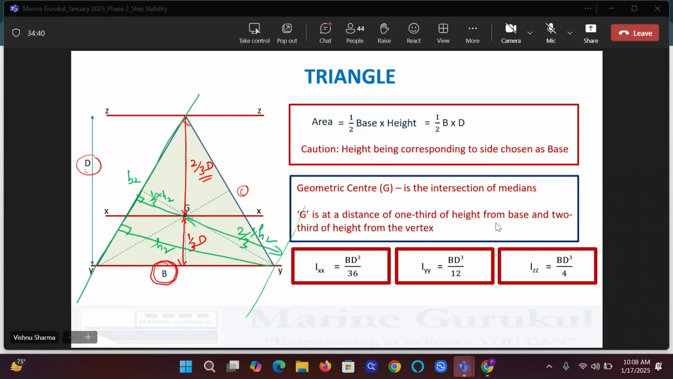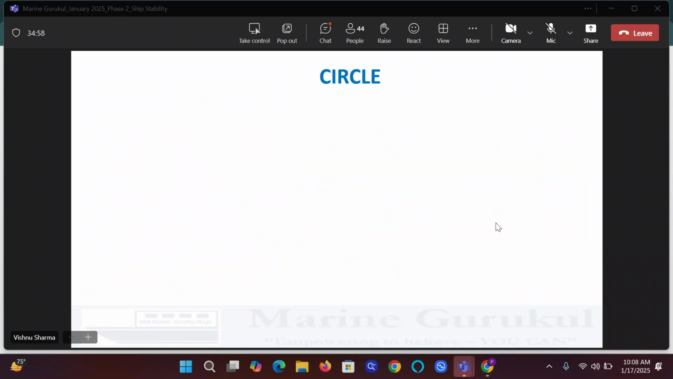The height which is corresponding to the base in question. It is 1/3 and 2/3 of the height. Which height? The height corresponding to the base. Is that clear, beta, now? Can I continue? Yes sir. Okay, fine. Then next is the circle, guys.